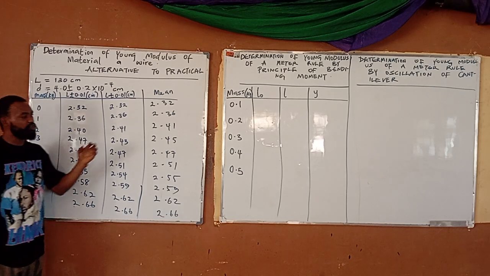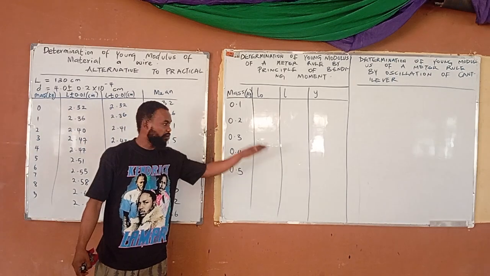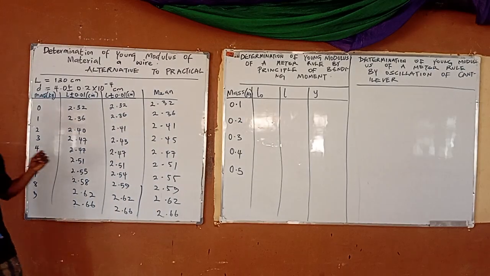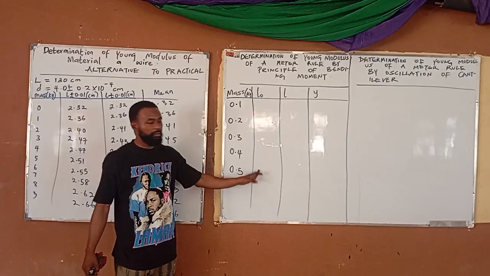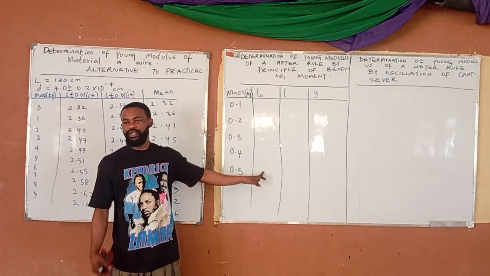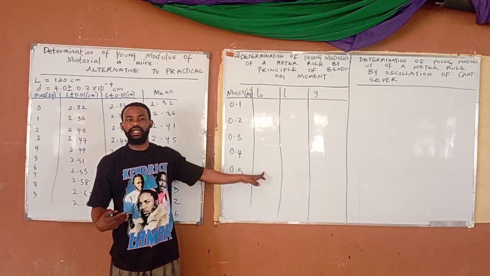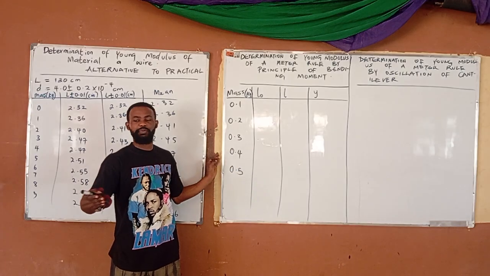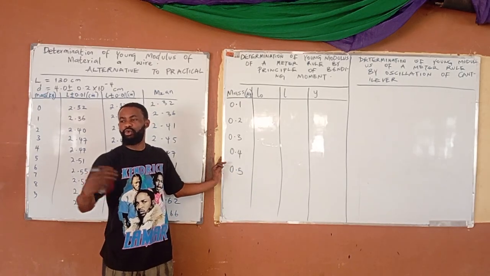Now, when it has to do with this one, I said I want to do the two together. When I finish explaining this, we'll go back and solve the questions in that manual. Now, when it has to do with bending moment, or you say cantilever, when you hear cantilever, it's simply talking about any practical you do by extending a particular part, be it a bar or meter rule or a pole.